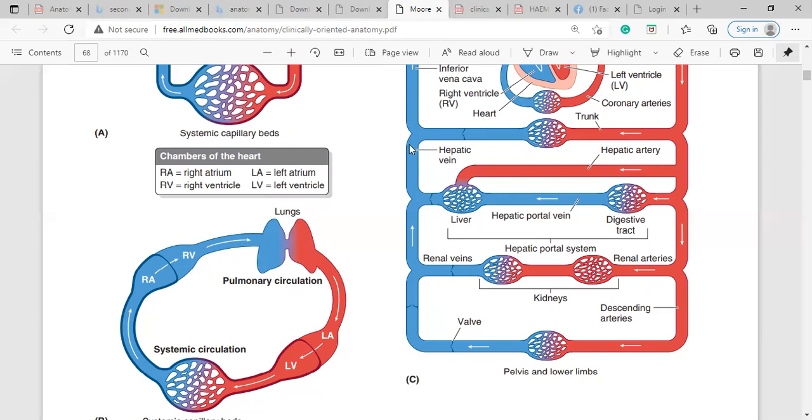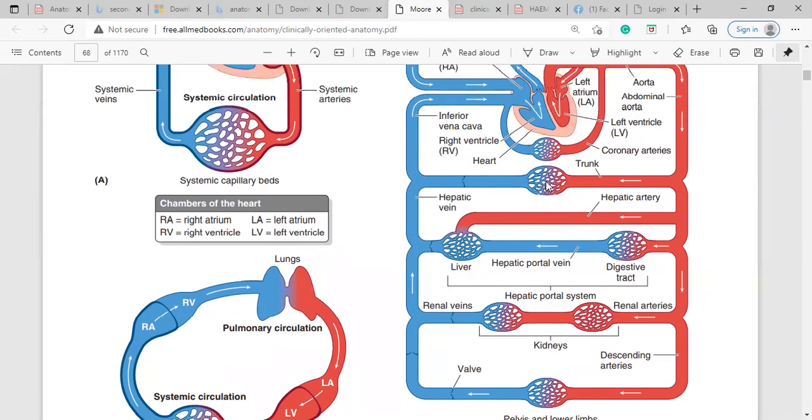We said that veins take blood from the organs back to the heart, yes? But the hepatic portal vein does not take blood from the liver. It takes blood from the digestive system and supplies it to the liver. That's why I said the liver has two blood supplies. But the blood that leaves the liver is the hepatic vein, okay? Without oxygen and without nutrients, hepatic vein.